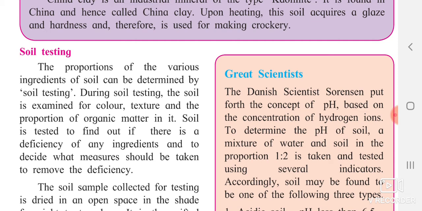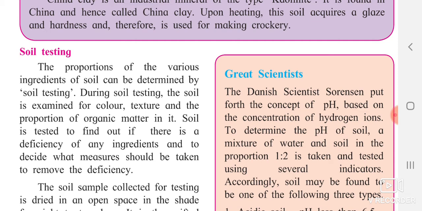During soil testing, the soil is examined for color. The color is being checked. The texture is tested, whether the soil is amorphous, or crystalline, or very soft. The proportion of organic matter, meaning the natural minerals, is checked. They are not checking for artificial materials or fertilizers; they are checking how much organic, meaning natural, content is present in that soil.